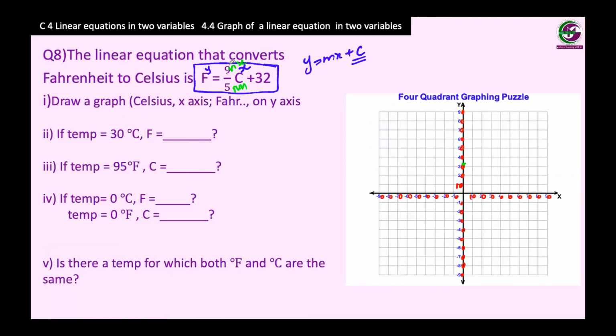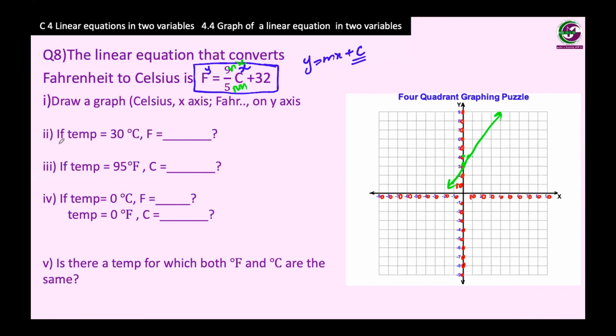From there, rise by 9 steps. If you move from 32 until here, this is 8 steps because 32 to 40 is 8. Now 41, so it will be 9 steps, and then 5 steps running. From here to the first cell, it will be 10, so half of it. So this is the line you can draw, passing through the given points. This is the graph representing the conversion between Fahrenheit and degree Celsius.